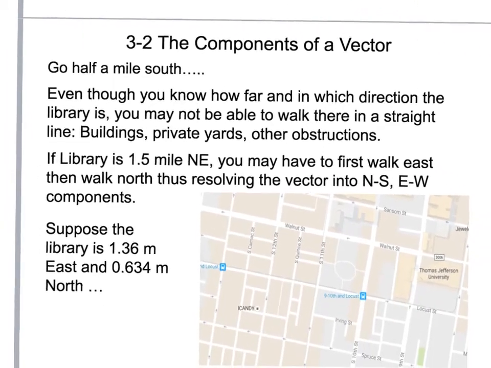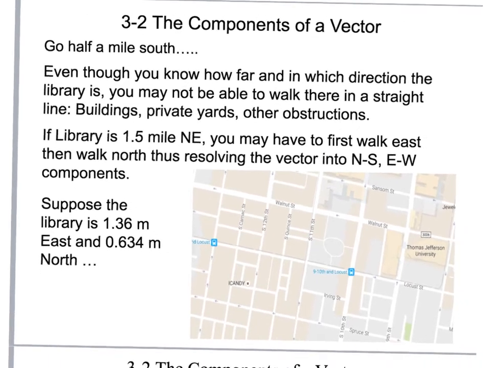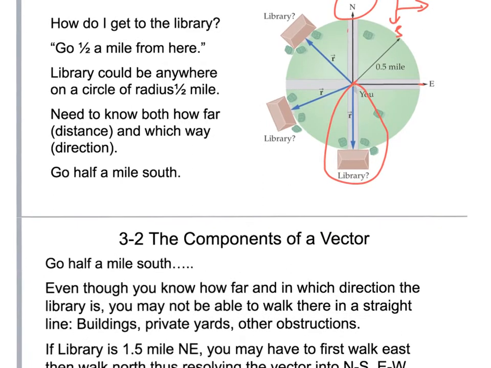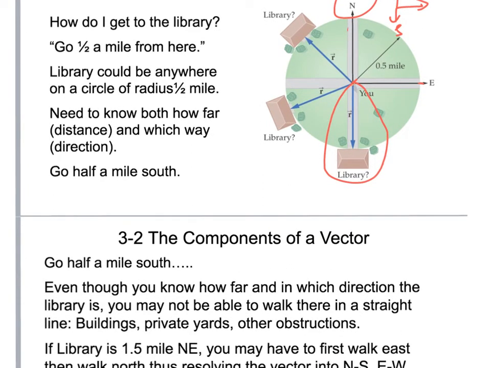So half a mile south, let's explore that in a little more detail. In this picture, it's real clear cut. Going half a mile south, you're standing right in the middle of the intersection, or in the middle of the town square, wherever, and you obviously can go clearly north, east, south, or west.